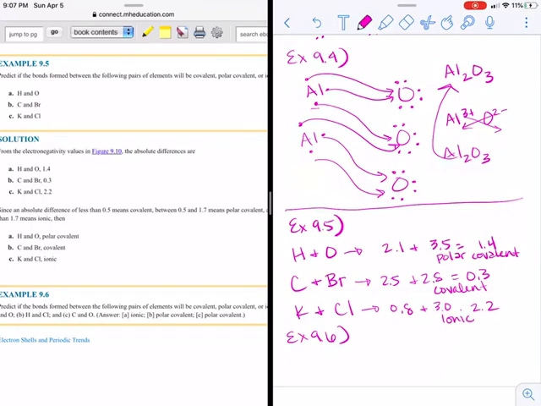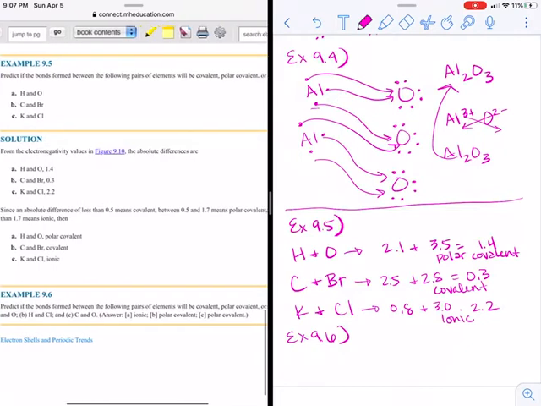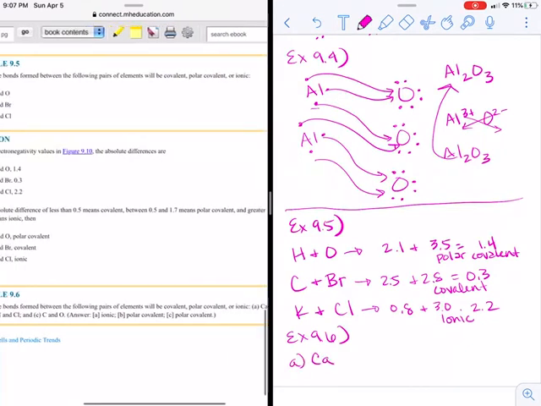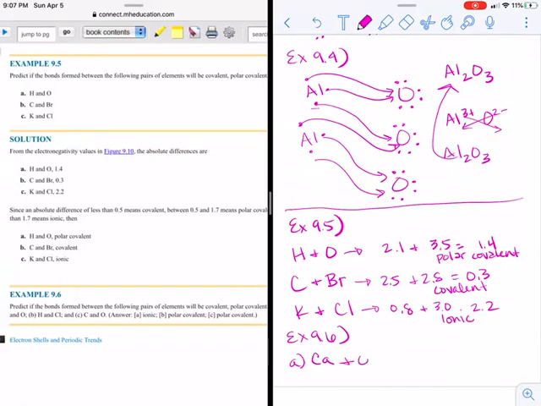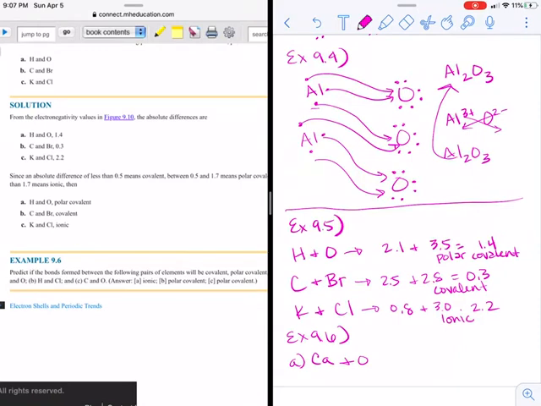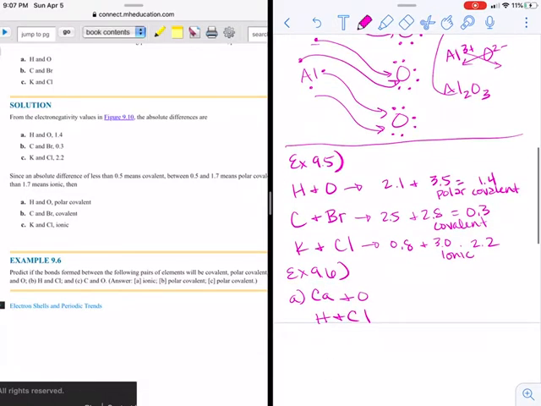Example 9.6, it already gives you the answers here. It says to predict, again, if they're covalent, polar covalent, or ionic. First one is calcium and oxygen. Second one is hydrogen and chlorine.